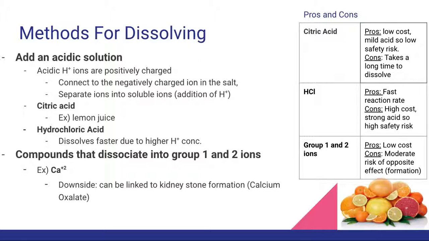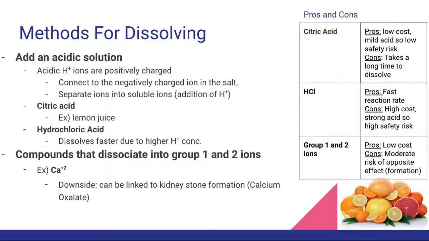Lemon juice is an example of this, and this type of acid is a low cost as well as a safe way to dissolve. The only downside is it takes a long time to dissolve the kidney stone. Hydrochloric acid is another acid that can dissolve a kidney stone. This one dissolves them a lot faster than citric acid, but comes at the downside of a higher cost and greater risk of acid burns.